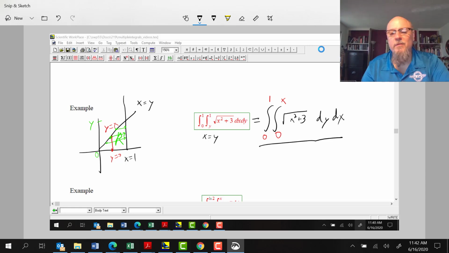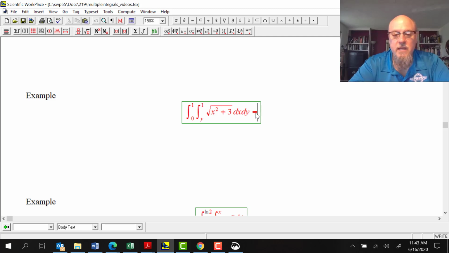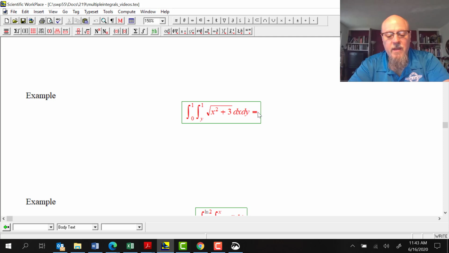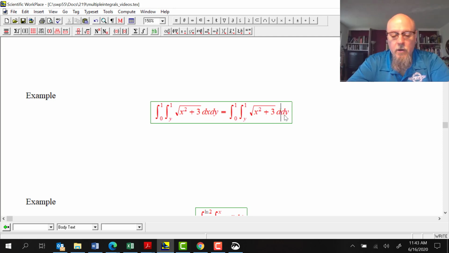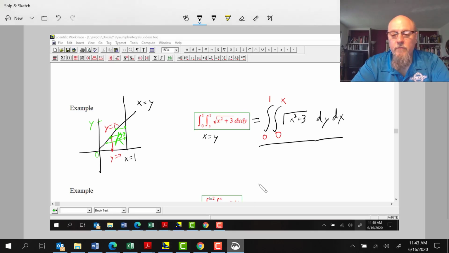Again, don't be one of those people that try to skip drawing the picture and try to imagine it. You're just asking for yourself to screw it up. Draw the picture. Read from the picture. Anyway, let's see what we got here as far as we can do this. The picture shows me that this is the same thing, but I'm going to go y first and then x. 0 to 1 for the x's, but 0 to x for the y's.